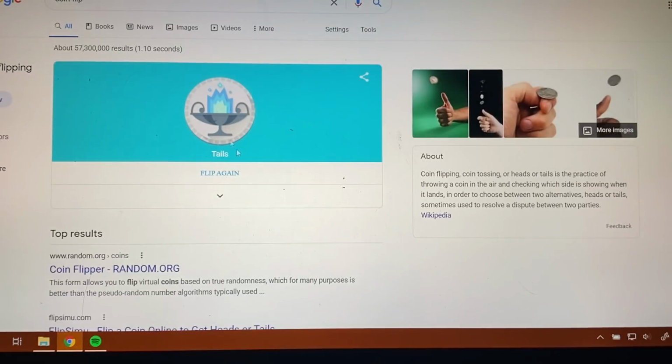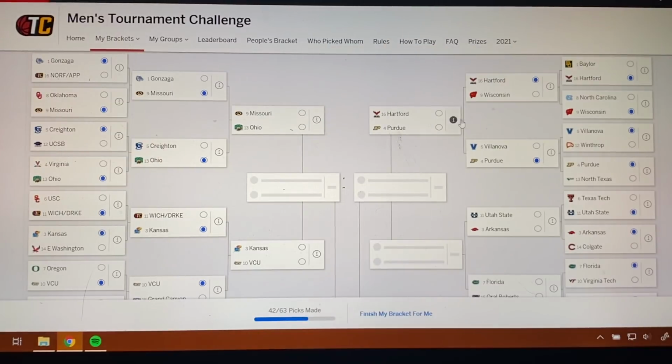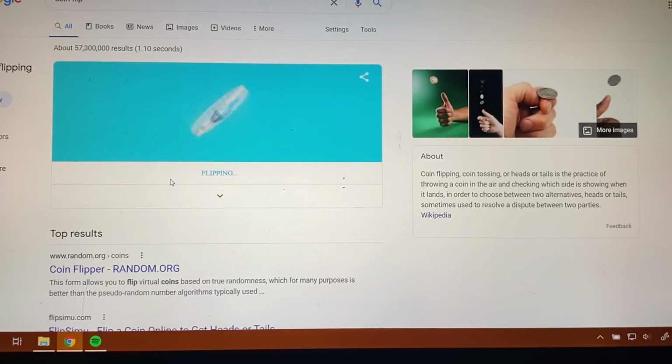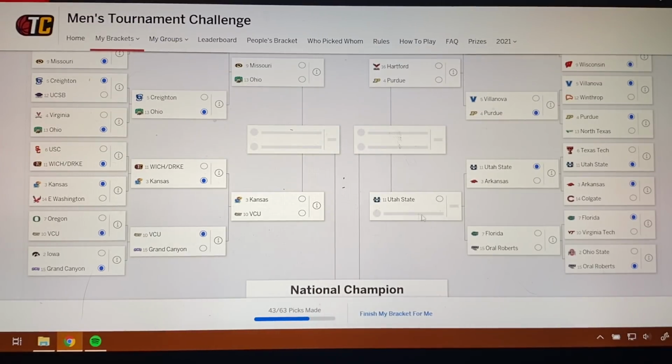All right, Utah State and Arkansas. We need some heads here. We need to see a double-digit seed again. And we do. We have 11 seed Utah State. This bracket's not happening. No way. All right, Florida and Oral Roberts here. Back to wanting tails. We need Oral Roberts, the 15 seed. Oh, we have Florida advancing as the 7.